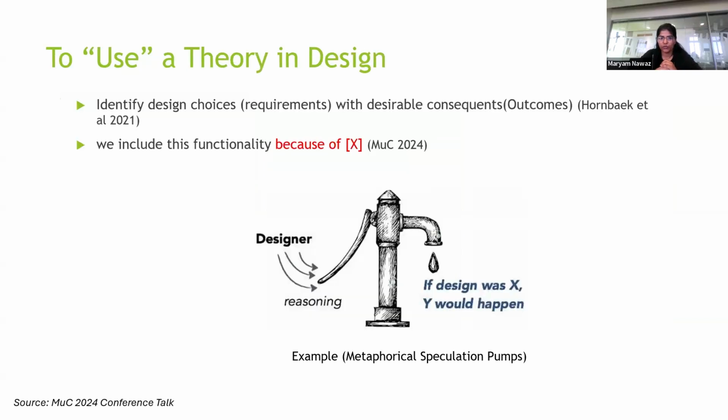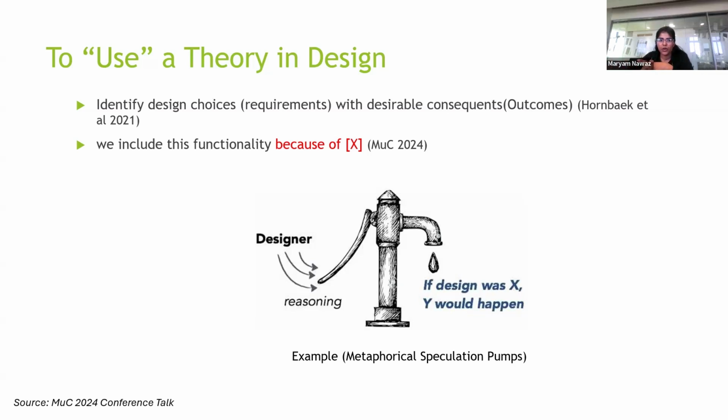Okay, so lastly, I want to give you an example in HCI theory of how we can use theory in design. If we talk about designing a system, first of all, we identify the design choices, which basically refer to the requirements of the system, and the desirable consequences, because you have the requirements and you have their consequent outcomes of the systems.